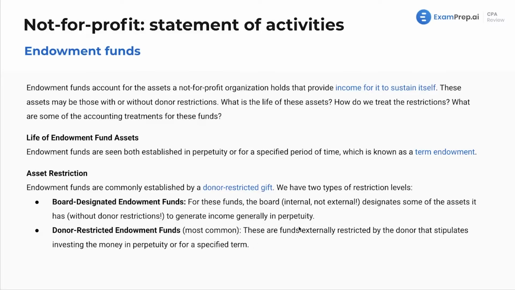All right. So the term endowment, I believe I skipped over this. Endowment funds are established either in perpetuity or for a specified period of time, which is known as the term endowment, right? So your endowment generally is going to last forever, until maybe it runs out of money. Hopefully it doesn't, but it'll last forever, or maybe it is for a specified period of time, like 20 years or so. Just depends there.